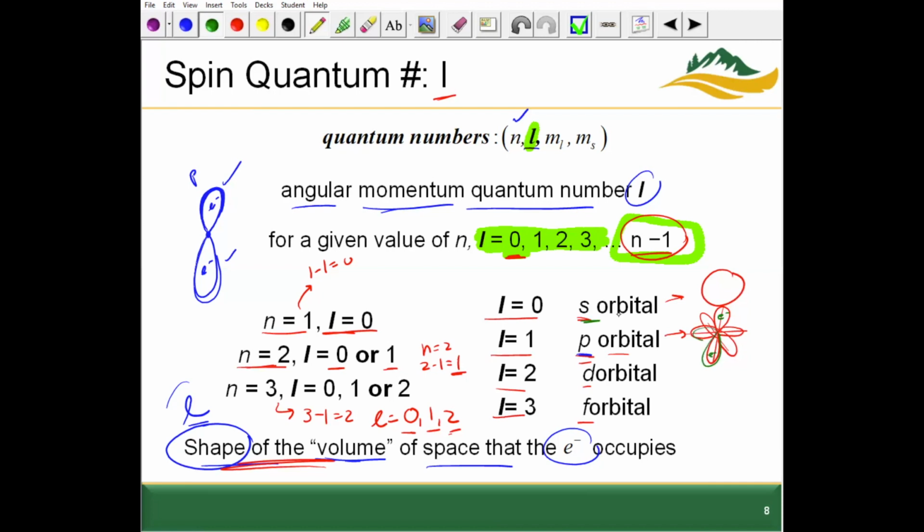For an s orbital, that's a sphere, the electrons can be found somewhere within that sphere. D-shaped orbitals get even more complex, so do f. Again, we're describing the possible location of electrons around the nucleus.